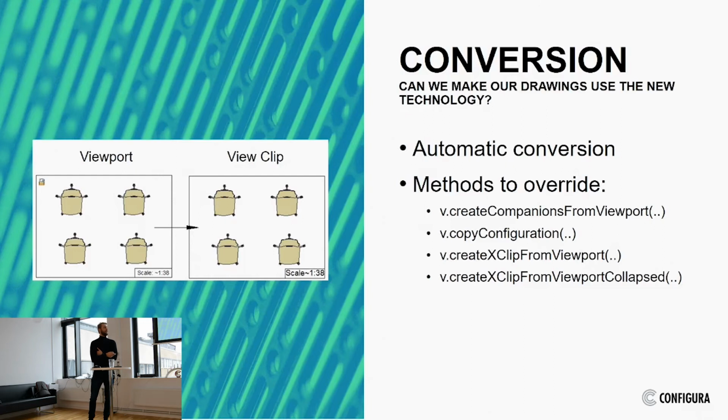Maybe you have some existing data, some variable or something. Then you can just use the copy configuration, and it will copy over the new data to the new view clip. But if you have some very specific, very intricate extra functionality, you can override create xclip from viewport and create xclip from viewport collapsed, where you can define whichever behavior you want.